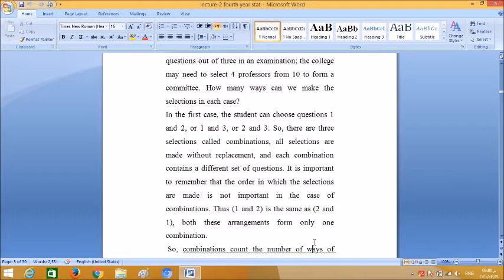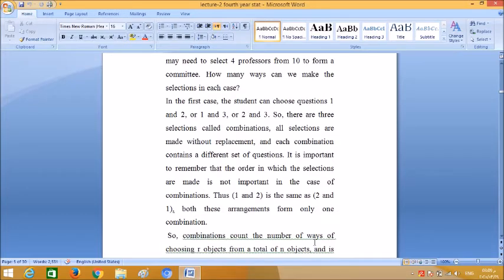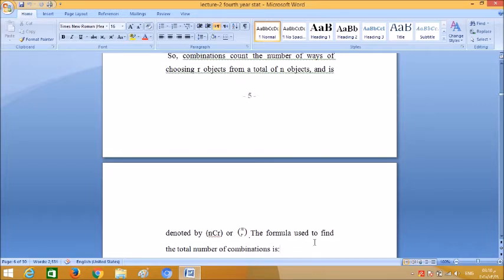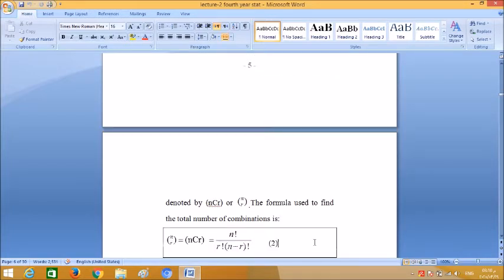So combinations count the number of ways of choosing R objects from a total of N objects and is denoted by NCR or briefly NR. The formula used to find the total number of combinations is NR or NCR equal N factorial divided by R factorial multiplied by N minus R factorial. Okay?